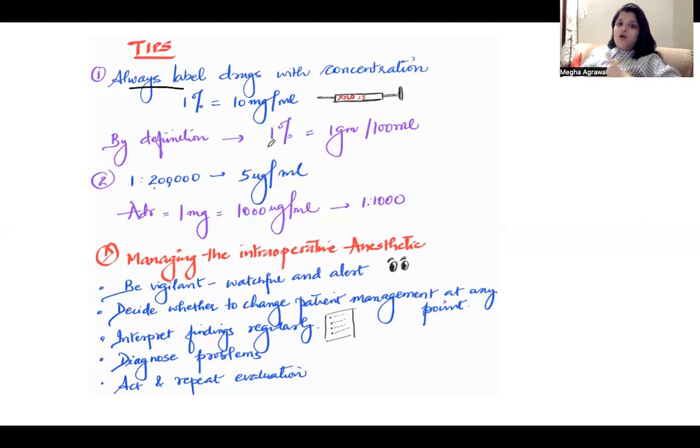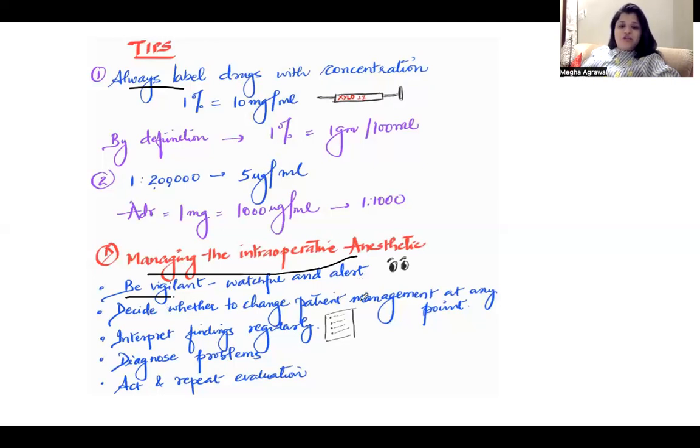Then we have learned about pre-anesthetic checkup, how you are going to plan your management, GA or regional. Then the third thing was preparing the operation theater. And the fourth thing is managing the intraoperative anesthetic, how you're going to manage. For that, it will be different for every case. So you have to be vigilant, watchful, and alert. It is the most important monitoring according to ASA standards also, that a vigilant anesthetist has to be there.